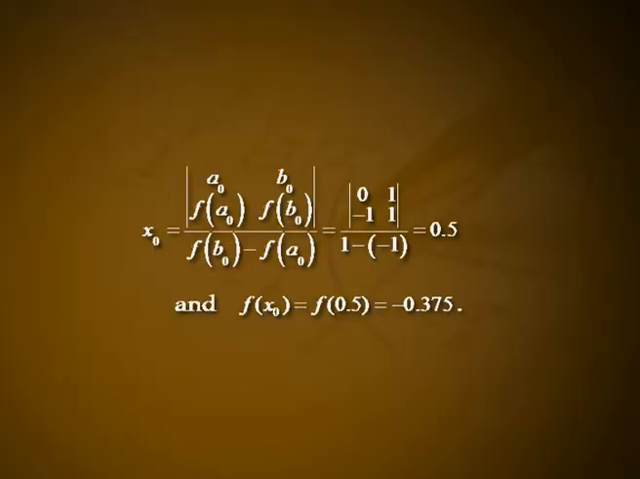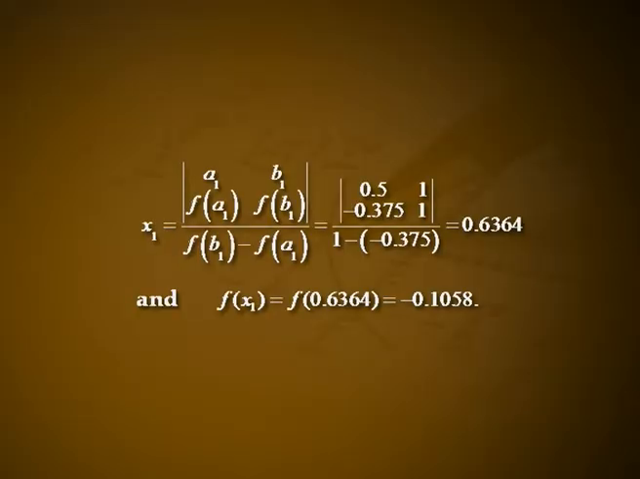Step 1. Set a0 = 0 and b0 = 1. Then we have the following: x0 = determinant of (a0, b0; f(a0), f(b0)) divided by f(b0) - f(a0), that is equal to determinant of (0, 1; -1, 1) divided by 1 - (-1), that is equal to 0.5, and f(x0) = f(0.5), that is equal to -0.375.